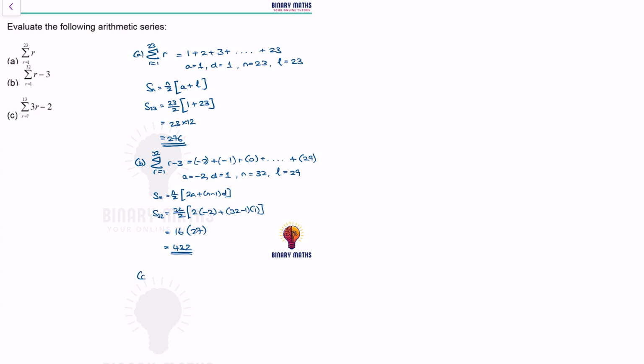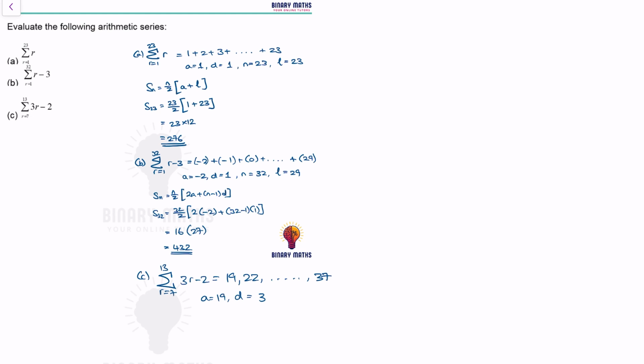Okay, if I'm doing part C now, I'm doing the sum of r equals 7 to 13 of 3r minus 2. So 3 times 7 is 21, take away 2 is 19. 3 times 8 is 24, take away 2 is 22. All the way up to 13. So 3 times 13 is 39, take away 2 is 37. So in this, again, we can see that we're adding 3 in each case. So the a is 19. The common difference is 3.